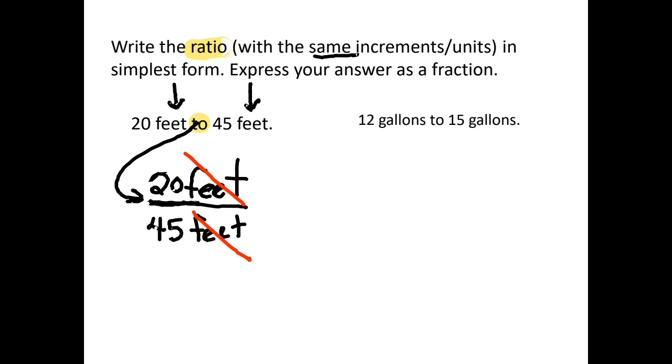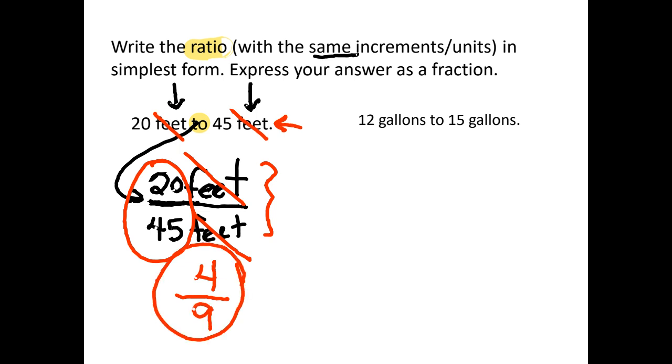Some people, when they see feet and feet up here on this line, they just cross these two out. They're the same. You can do it on the horizontal line, or you can do it when you put it in a fraction. But the key here is this fraction has to be reduced, which means if I divide 20 by 5, I get 4. If I divide 45 by 5, I get 9. This is my ratio. Okay?